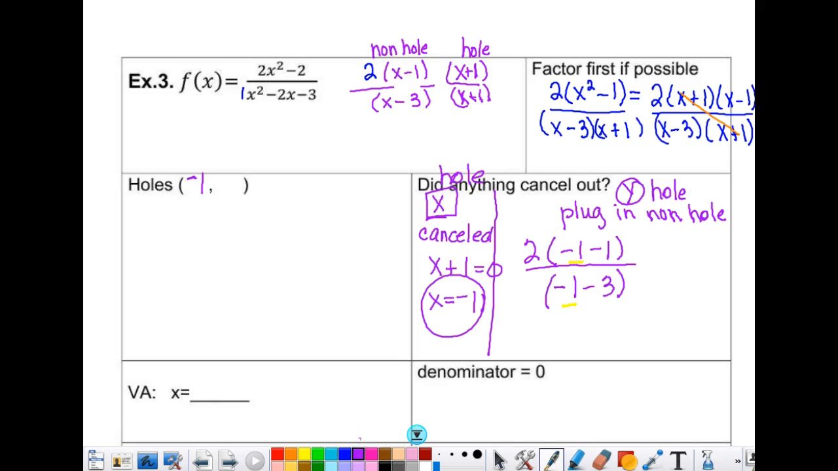Sometimes you can do it in your head. This one is probably one you can't do in your head. So 2 times -2 over -4. What's 2 times -2? -4 over -4 equals 1. So we have a hole at -1, 1. All that just for a hole.